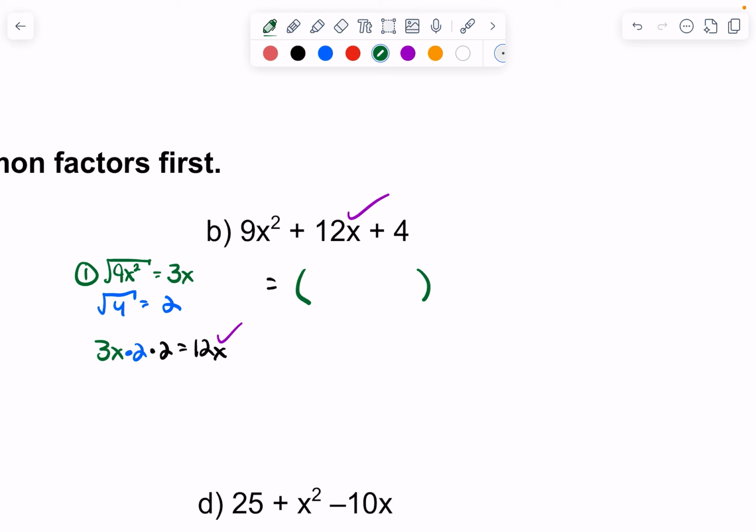the square root of the first term was 3x. Here I see a positive, so I'm going to put a positive. And then I have the square root of my last term, 2. And then the whole thing is put to the power of 2. All right, and there you go.